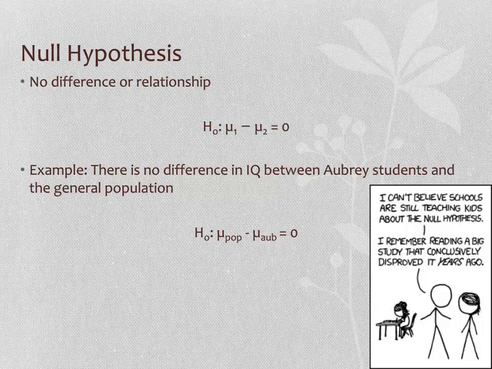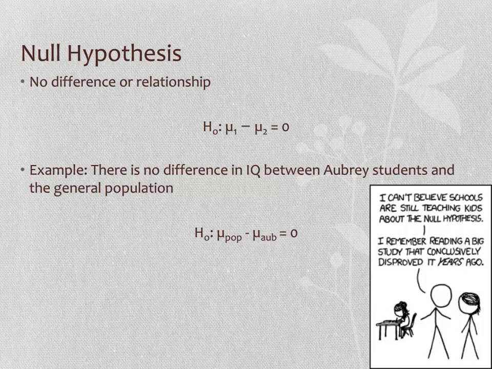So like I said before, a null hypothesis will typically be one of no difference or no relationship. So you start with whatever your research question is. So you say there's a relationship between sugar consumption and weight gain. Then your null hypothesis is going to be the opposite of that. So in this case, it would be that there is no relationship between sugar consumption and weight gain. Going back to our students example, Aubrey, Texas is claiming that they have higher than average IQs. So here we would say there's no difference between Aubrey students and the general population in IQ scores.